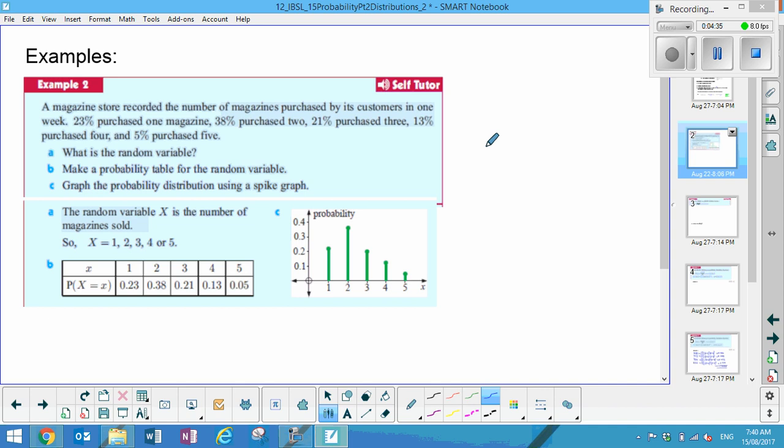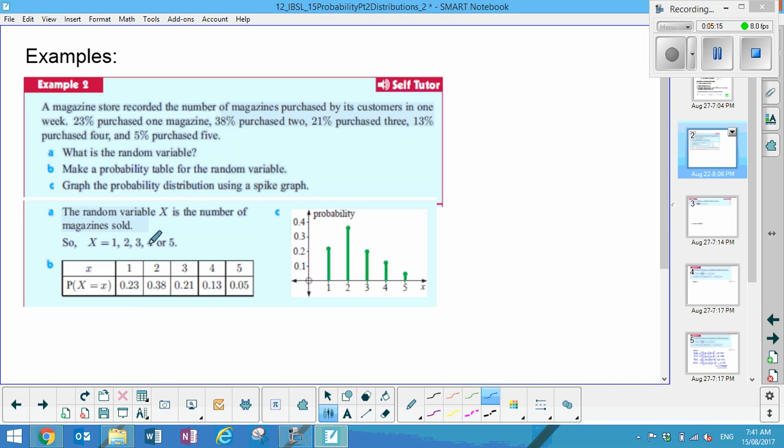Let's look at this quick example here. You've got a magazine store selling a whole lot of magazines to people. They've recorded how many they purchase. So they found that 23% purchased 1 magazine, 38% purchased 2, etc. So what's the random variable? The random variable is the number of magazines that are sold or purchased by a customer. So that's our x. Make a probability table for this variable. So we found that they could buy 1 up to 5, where 5% purchase 5 magazines.